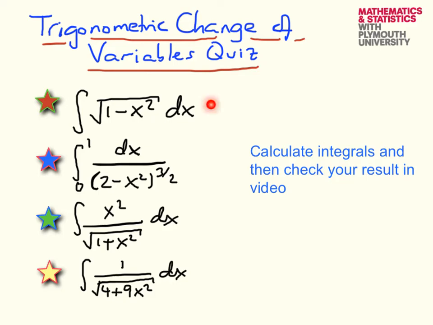So this video contains 4 integrals. Each of these integrals may be calculated using a trigonometric change of variables, and that is because of factors such as this square root here. And what I suggest you do is that you write the integrals down on paper, try to calculate them, and then on the next slide I will write down the answers.